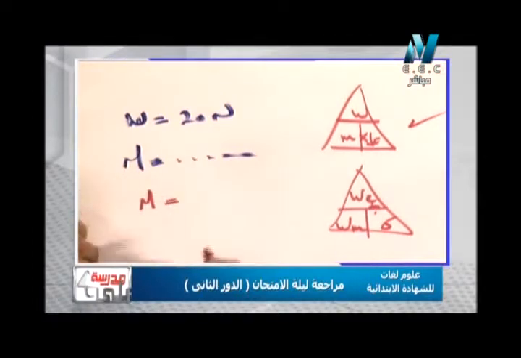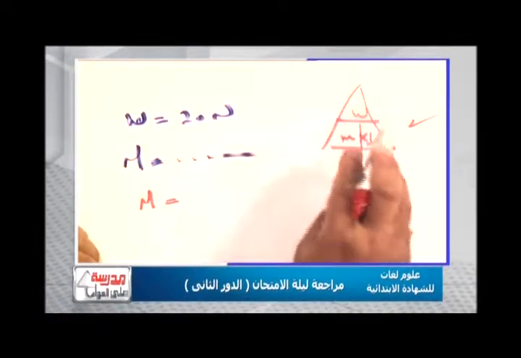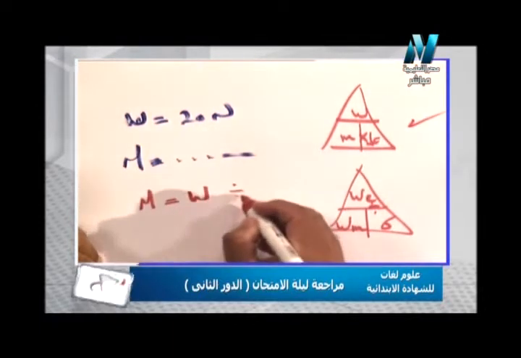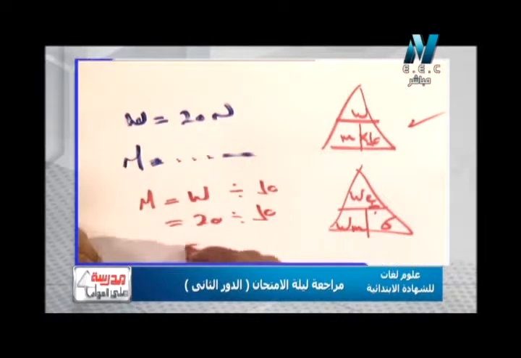So again, I want mass. So I will use the first triangle like this. I will write mass equals what? I put my finger on mass. It will be weight divided by 10. So it will be 20 divided by 10 equals 2.